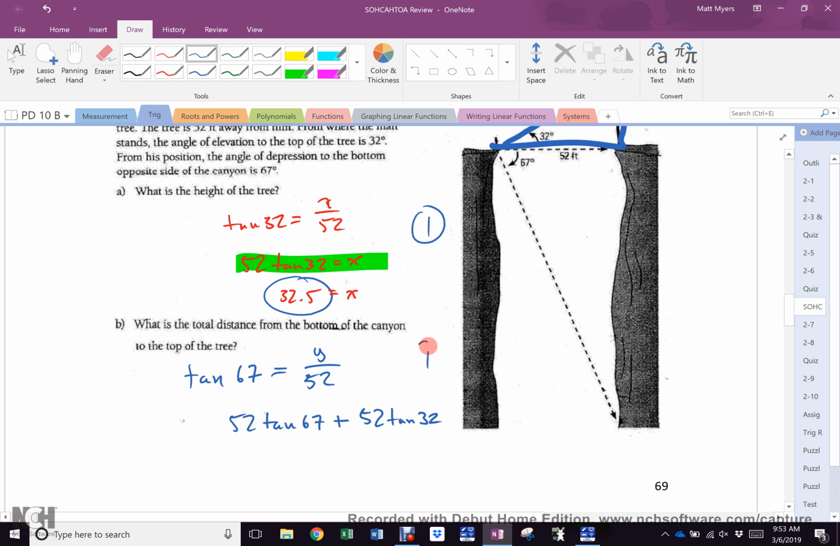These are worth 1 each, of course, because actually the bottom one's worth 2 because you had to remember to add. So the best possible answer is 52 tan 67 plus 52 tan 32, which is 154.9975, which is, of course, 155. Making that page out of 7. Questions?